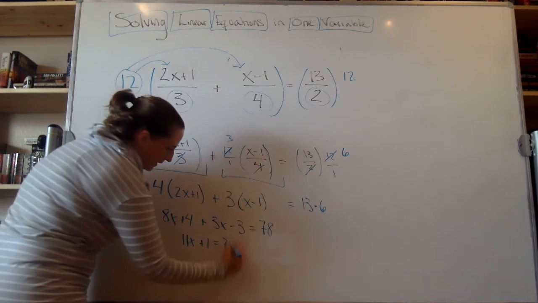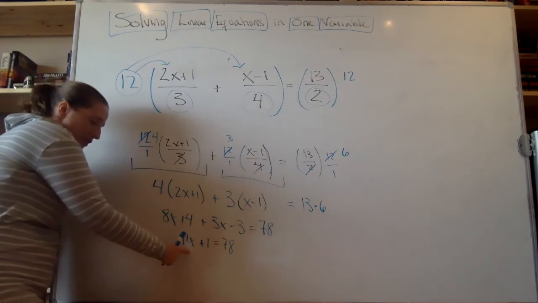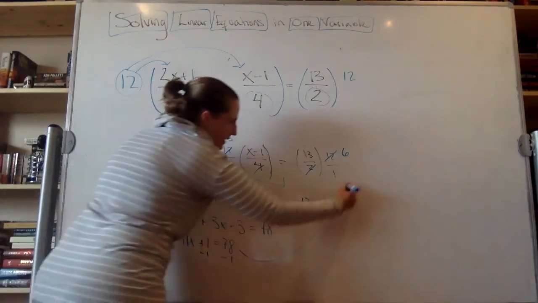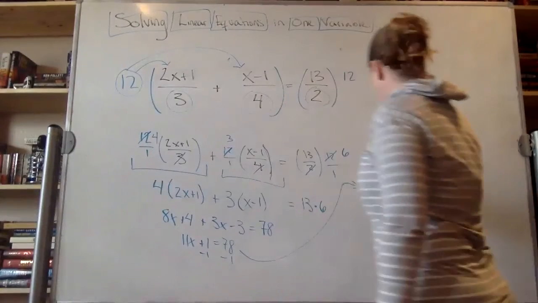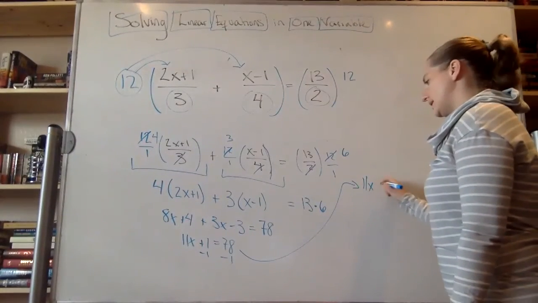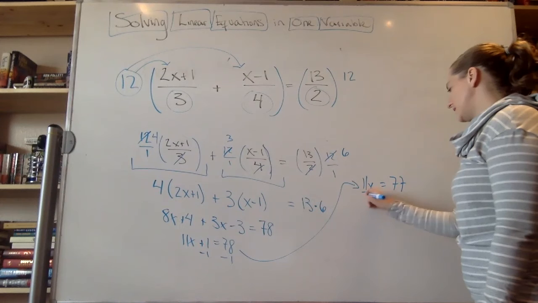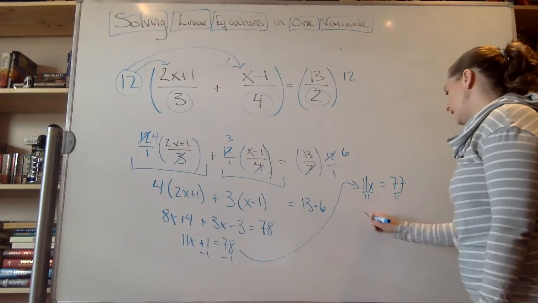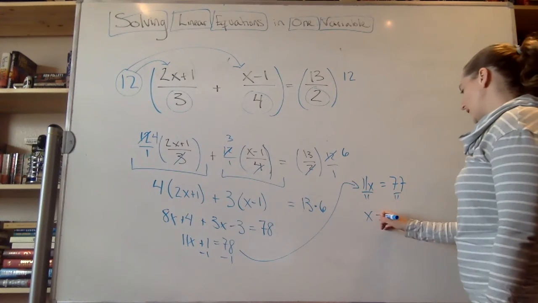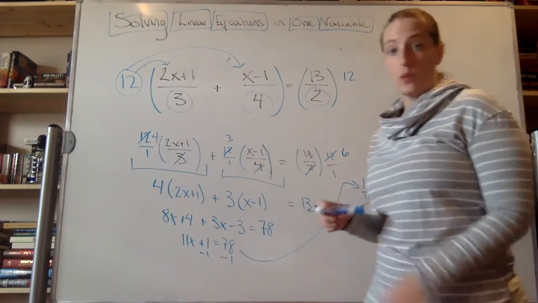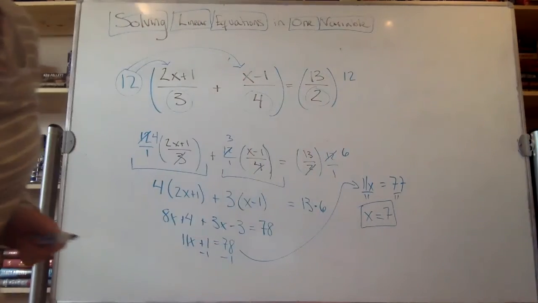That equals 78. Now I've got all my x's over here, so I'm going to move my 1 over by subtracting 1 from both sides. That gives me 11x equals 78 minus 1 is 77. And last, dividing both sides by 11 gives me 77 divided by 11 is 7. So my final answer is x equals 7. Let's do one more example.